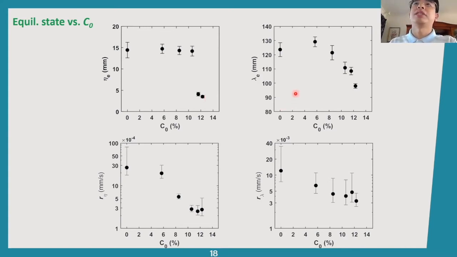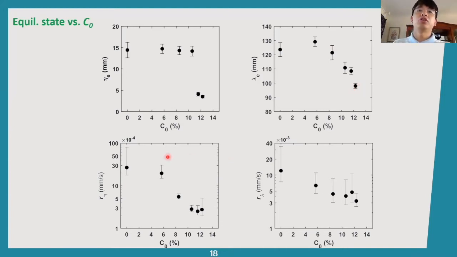In terms of the ripple's equilibrium wavelength lambda, as you can see, with the initial clay content lower than 8.5%, the ripple's wavelength was between 120 and 130 millimeters. And with the initial clay content increased, the equilibrium wavelength linearly decreased.